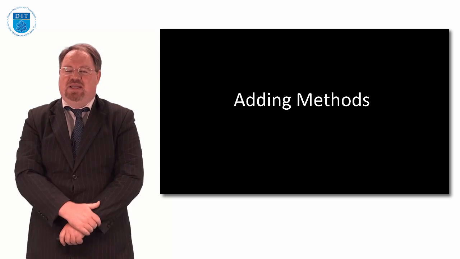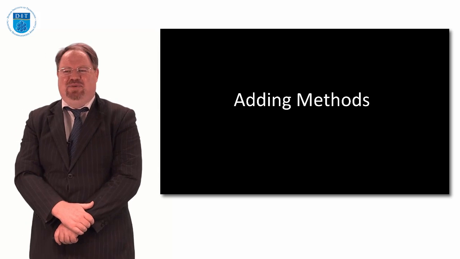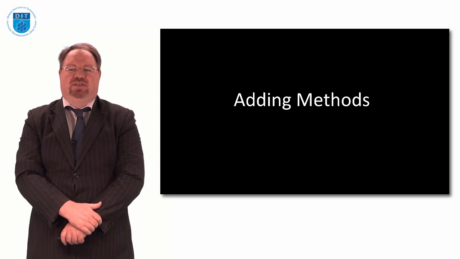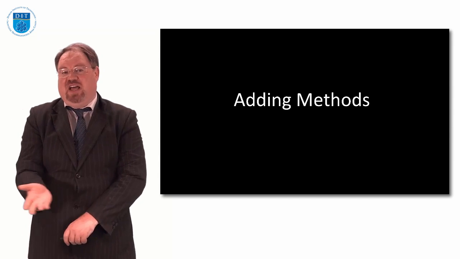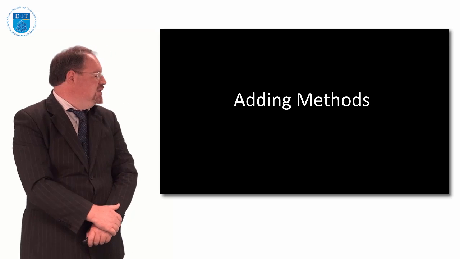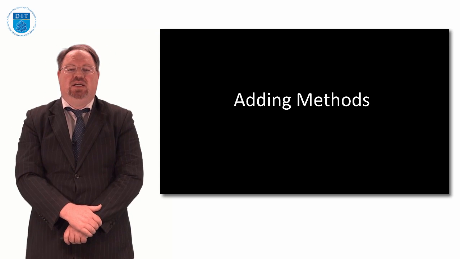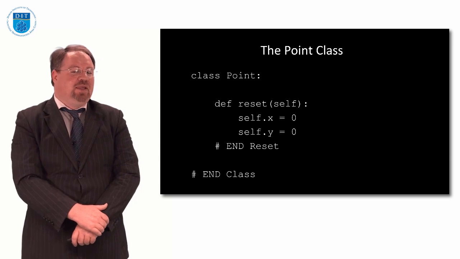Now let's look at adding methods. Adding methods is slightly more interesting because it's adding behavior, whereas adding attributes are just values you're adding in. When you're adding methods, you're adding behaviors to a class. So let's have a look at that.